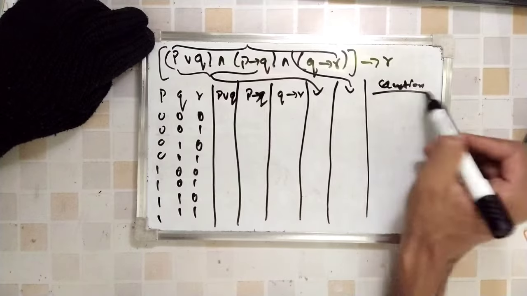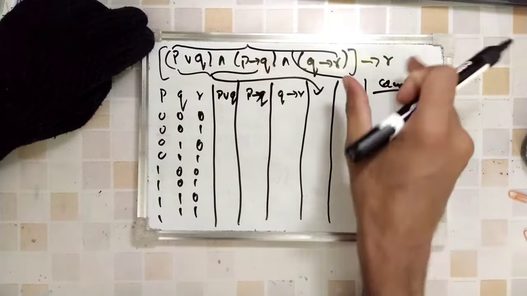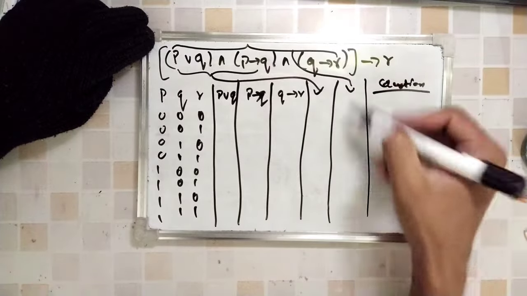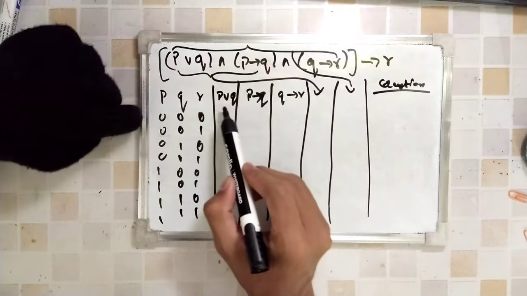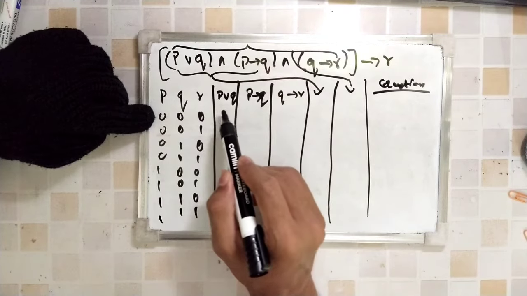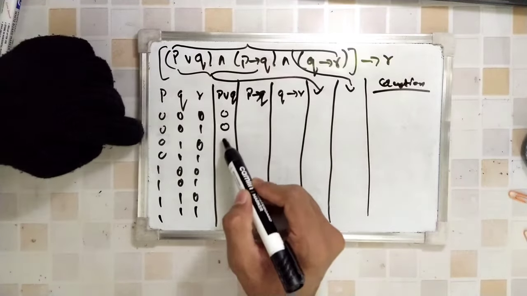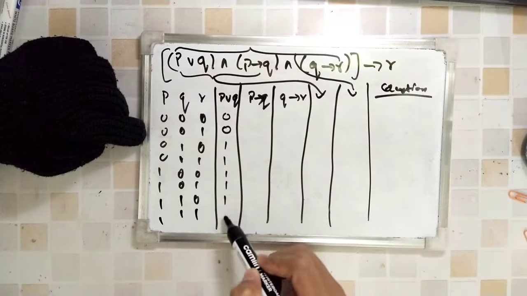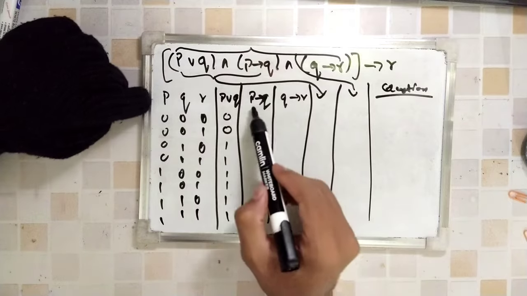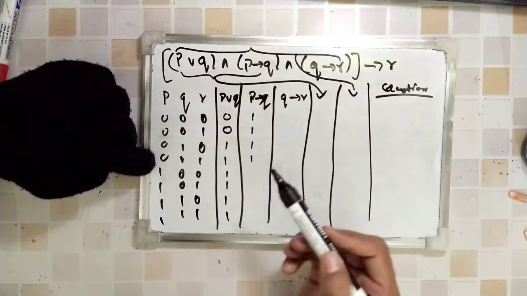Okay, let me just tell you. So these two are here. Since it will take a lot of space, I cannot write it all, so just 1 0. So P or Q: wherever it is 1, it is 1. If both are 0 only, it is 0. So both are 0, both are 0. I have 1 in Q, so all are 1 now. So P implies Q. 0 to 0 is 1, 1, 1, 1.